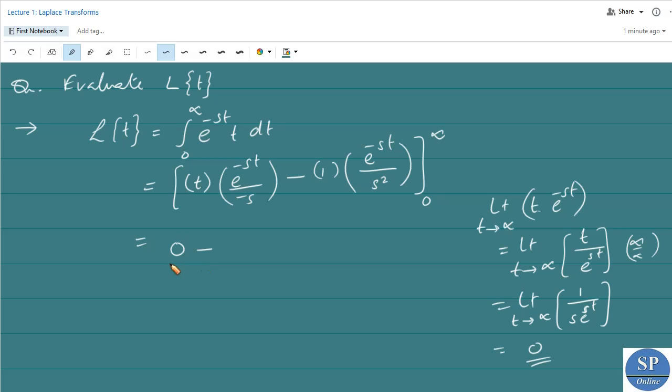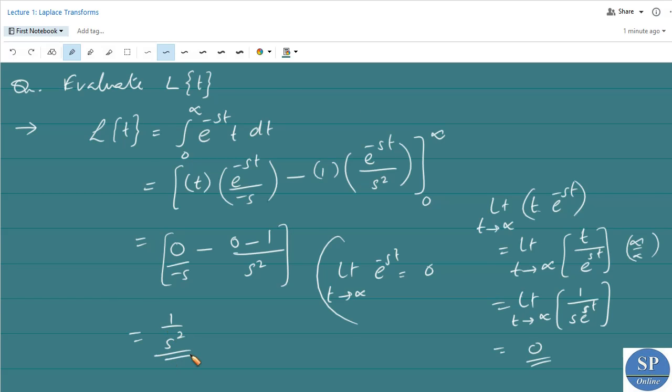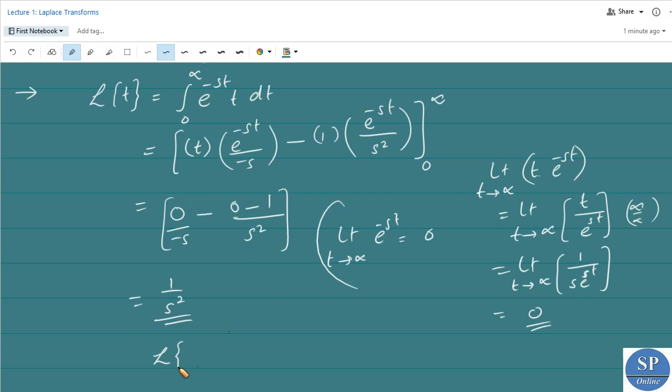Then minus the limit of e power minus st. We already know that limit t tends to infinity e power minus st is equal to e power minus infinity, which is 0. So 0 minus e power 0, which is 1, divided by s square. Because this is 0, this is equal to 1 by s square. So we have the Laplace transform of t is nothing but 1 by s square.